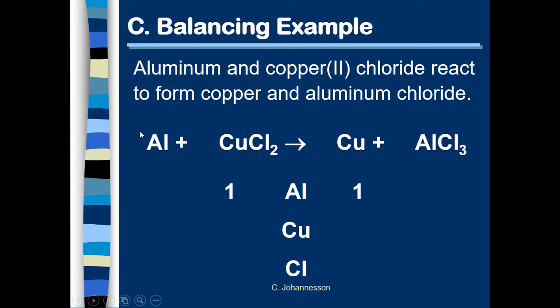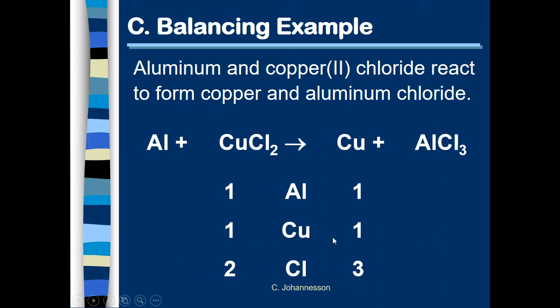So see, I have 1 aluminum. How I know I have 1 aluminum is that there's an understood 1 in front, the coefficient, times the subscript, which is also 1. 1 times 1 is 1, okay? I have 1 copper. That's because there's 1 here, 1 here. 1 times 1 is 1, okay? I also have 1 copper here. Now, I have 2 chlorines because there's an understood 1 here. 1 times 2 is 2. So I have 2 chlorines, all right? On this side, I have 3 chlorines. Understood 1 here, 1 times 3 is 3.